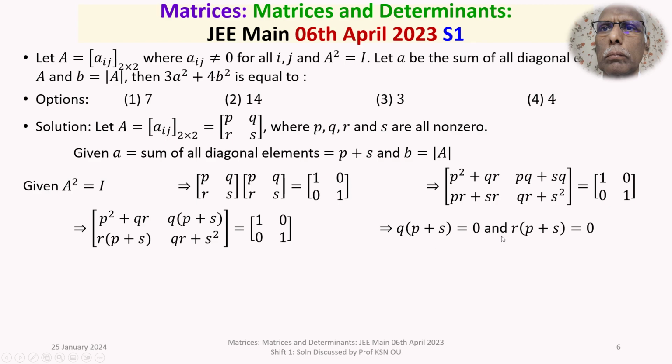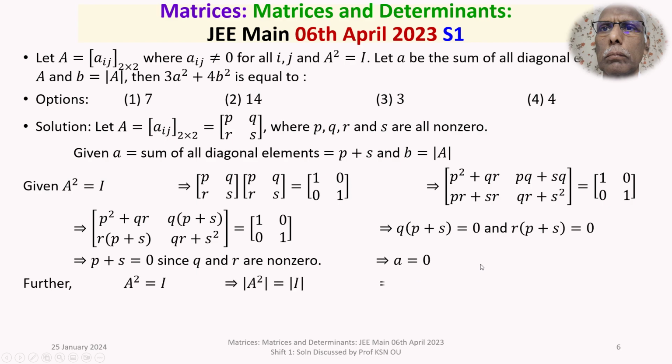But what are P, Q, R, S? They are non-zero elements. So Q is non-zero, R is non-zero. Therefore, the possibility is P plus S must be equal to 0, since Q and R are non-zero. That means the trace is 0. Small a is the sum of the diagonal entries P plus S. Therefore, this will give you small a is equal to 0.